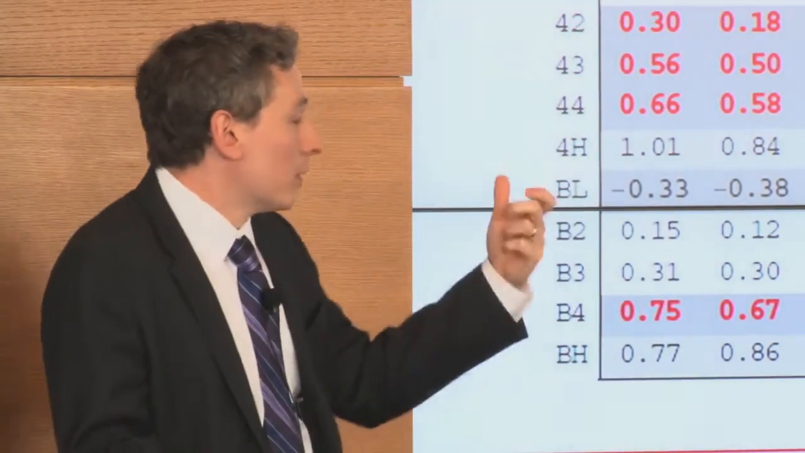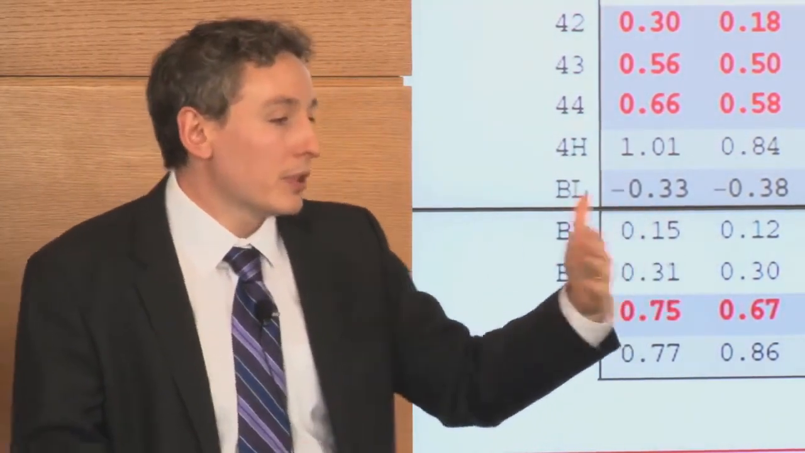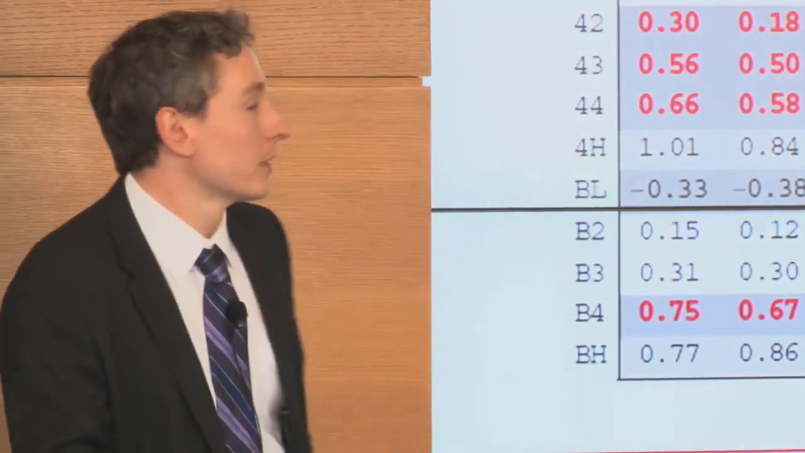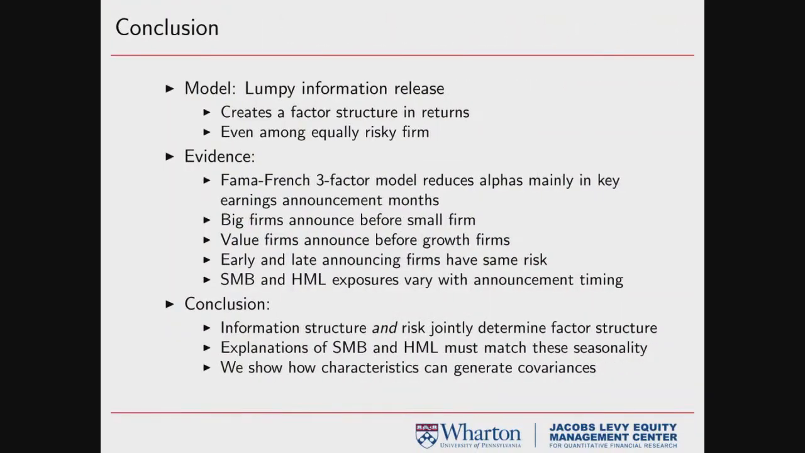So we've shown that different announcement timing gives you different exposures. Let's pull this all together and see what we've got. What we modeled is how lumpy information release, which is very different from continuous, uniform information release, gives us a very interesting factor structure in returns. This happens even among equally risky firms. We're not arguing these firms have to be equal risk. We're just showing that even when they are equal risk, you can get this interesting factor structure.